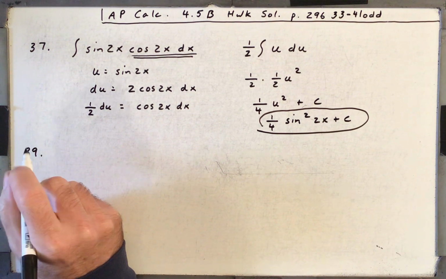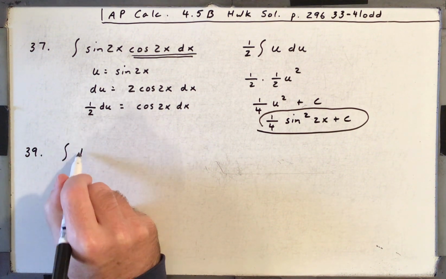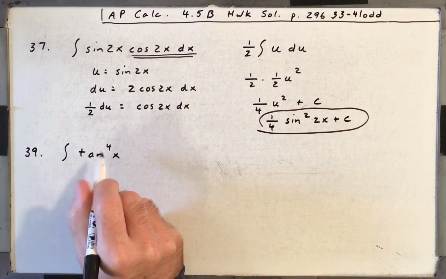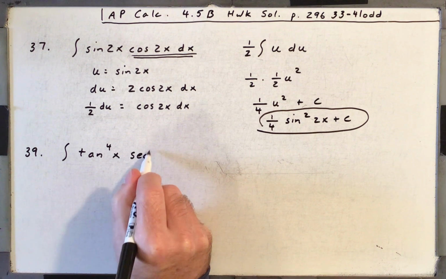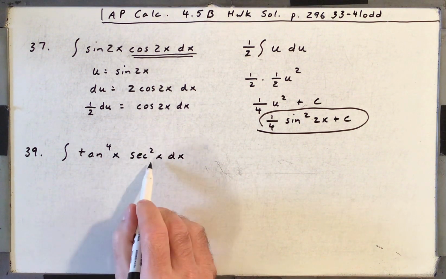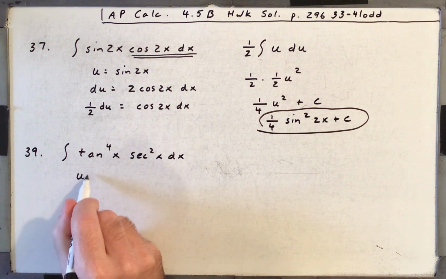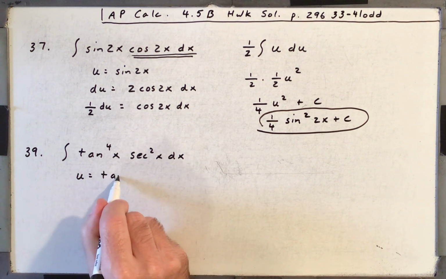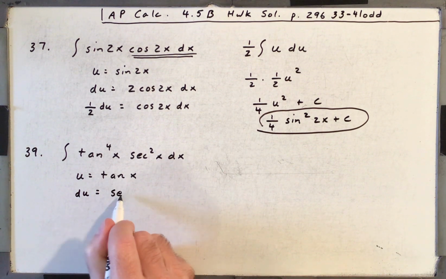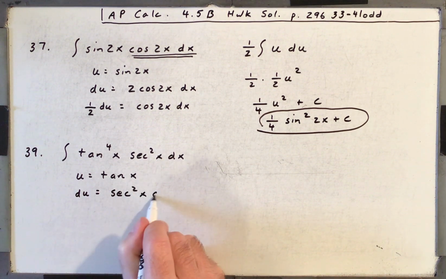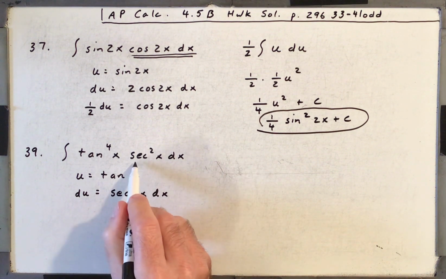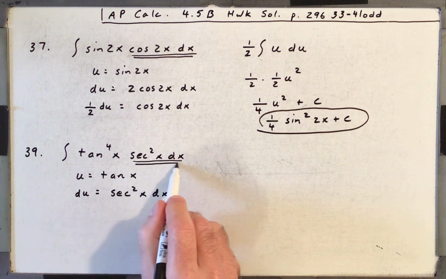39. So that's tangent to the fourth power of x times secant squared x. So what could you pick so the derivative's sitting in the problem? Well, how about we let u be tangent x? And then du is secant squared x dx. All right, sitting right there. Du is sitting right there. I don't have to adjust anything.